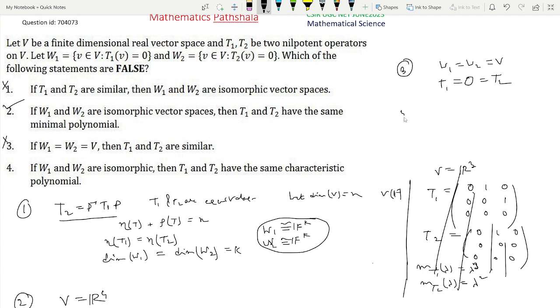Now look at option 4. If W1 and W2 are isomorphic, then T1 and T2 have the same characteristic polynomial. See, whether W1 and W2 are isomorphic or not, T1 and T2 are nilpotent operators. So if the dimension of V equals n, then the characteristic polynomial of T1 must be lambda to the power n, and also the characteristic polynomial of T2 must be lambda to the power n, because T1 and T2 are operators on a vector space of dimension n and all eigenvalues are 0. So they have the same characteristic polynomial. So option 4 is a correct option, so not false.